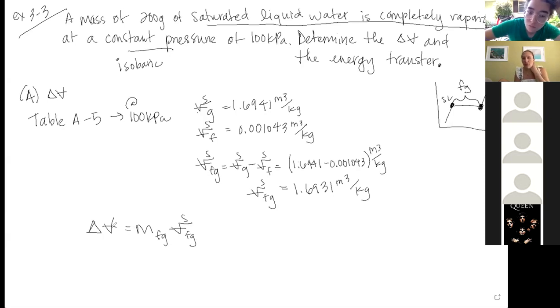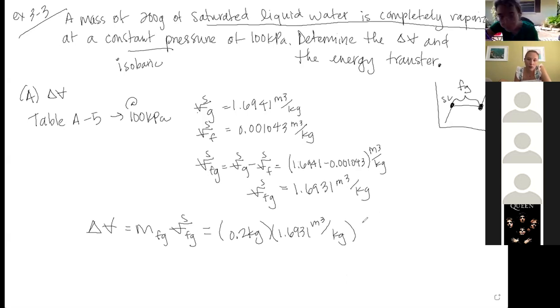We know the mass of our liquid vapor system is 200 grams. The mass is held constant for the whole saturated mixture. And we know that our specific volume for our liquid vapor region is 1.6931 cubic meter per kilogram. I'm going to convert 200 grams to kilograms to have the same units, and then multiply by 1.6931 cubic meter per kilogram. So my change in volume is going to be 0.3386 cubic meters.